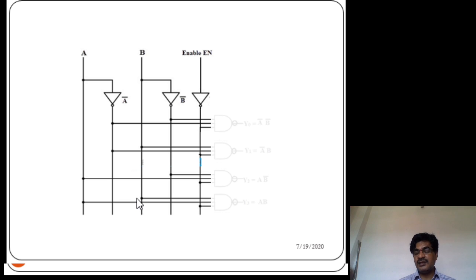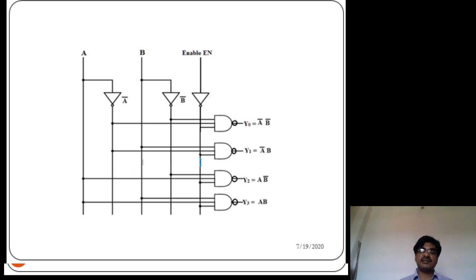Okay, then first of all let us see how to realize y0 through a NAND gate. One input is A bar, another input is B bar, and the third one is enable bar. Similarly, other outputs you can also realize. In this way the realization of the 2 to 4 decoder using NAND gates can be done. Okay, clear? So you practice it. If you have any doubts, then take the clarification.